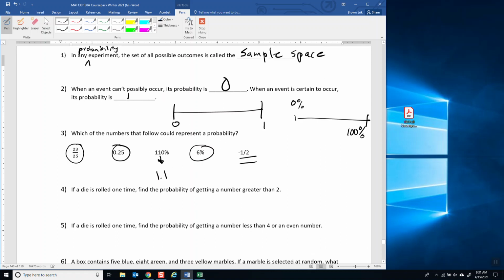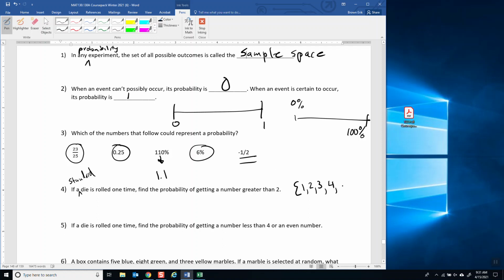All right, so if we roll a die one time, find the probability of getting a number greater than 2. Well, we should really say here a standard die. Those of you that are into role-playing games or Magic the Gathering or other kinds of things know that there's more than just a 6-sided die. This book assumes everything is a 6-sided die.